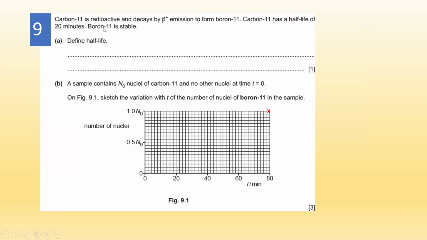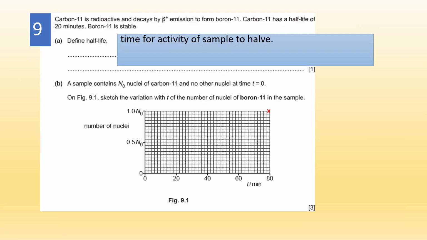Carbon 14 is radioactive and decays by beta plus emission to form boron 11. Carbon 14 has a half-life of 20 minutes. Boron 11 is stable. Define the half-life. Okay, what is the half-life? All this should be at your fingertips. Time taken for the activity to reduce to half of its original value. Okay. Time for activity of sample to halve its original value.